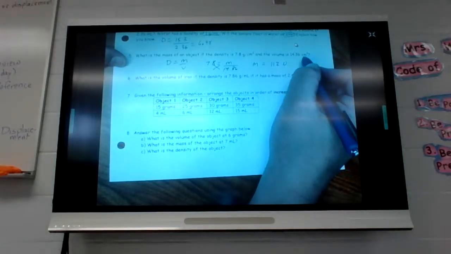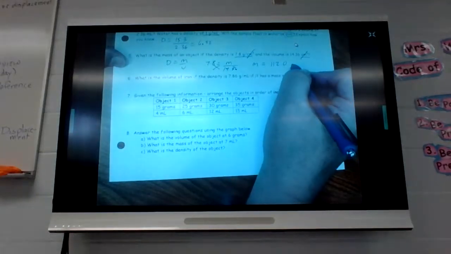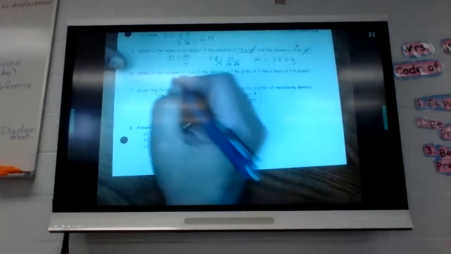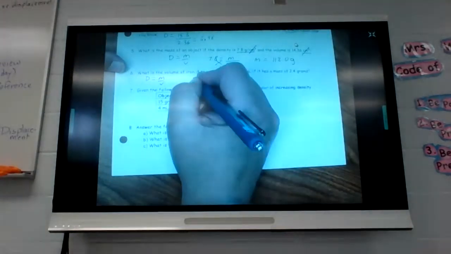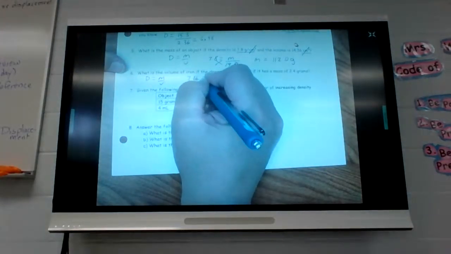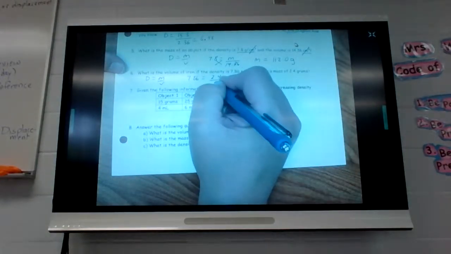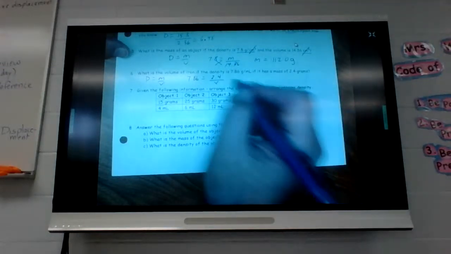112.0 centimeters cubed. Grams is centimeters cubed. The centimeters cubed cancel. I'm left with grams. All right, number 6. Density equals mass over volume. My density is 7.86. My mass is 2.4. I need volume. Now, several people ask me what to do here.